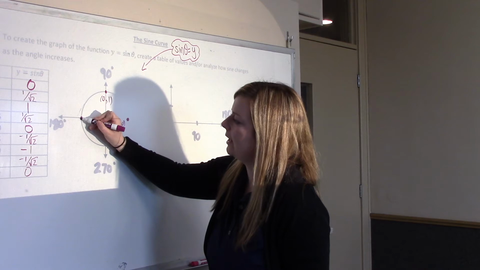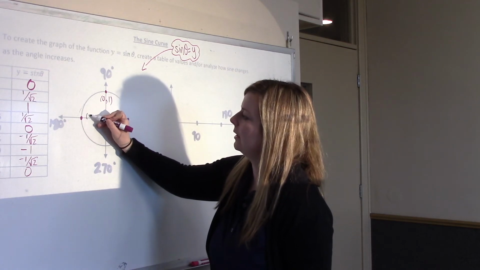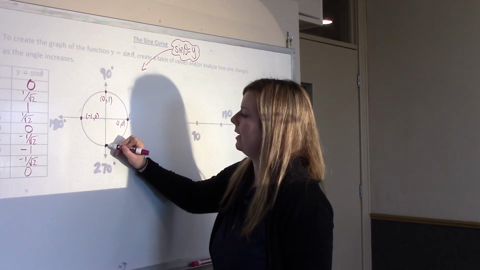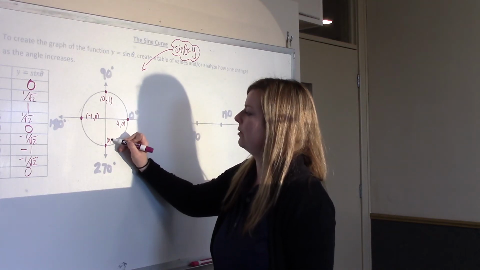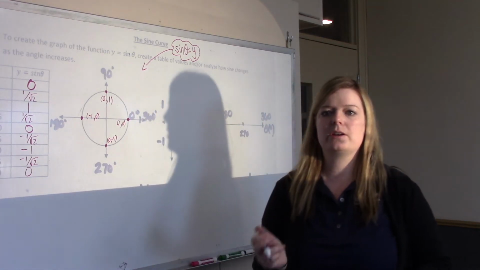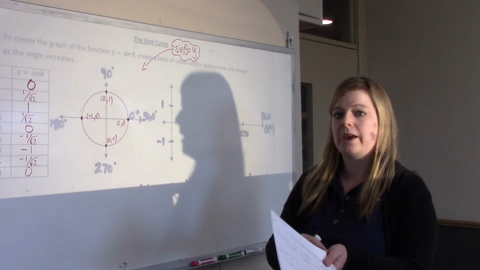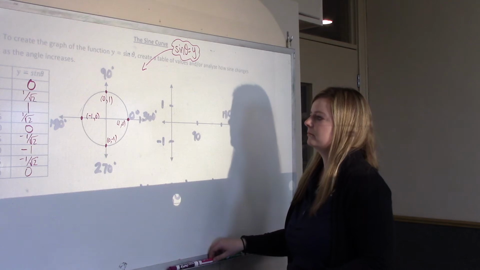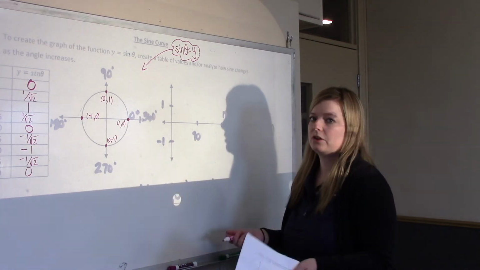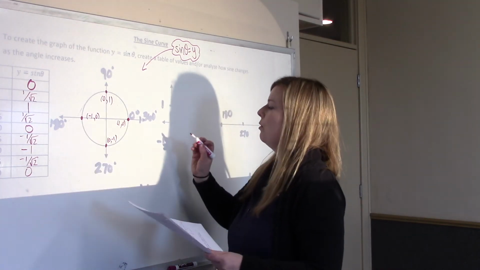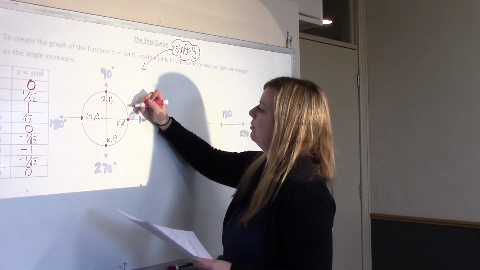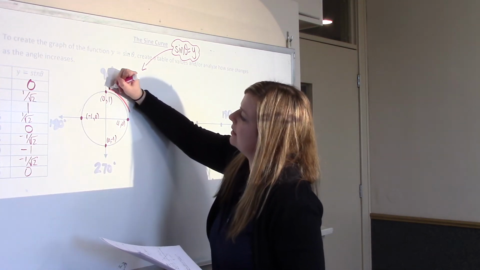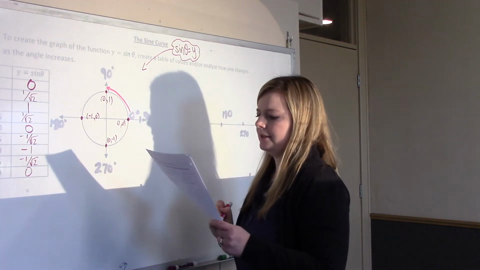So this point here is negative 1, 0, and this point here is 0, negative 1. So that's an important first step, to understand why those coordinates are what they are, because it's a circle of radius 1. So what's happening to theta as we increase from 0 degrees to 90 degrees?